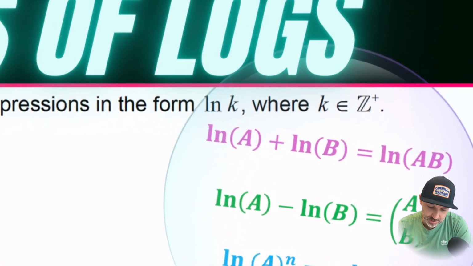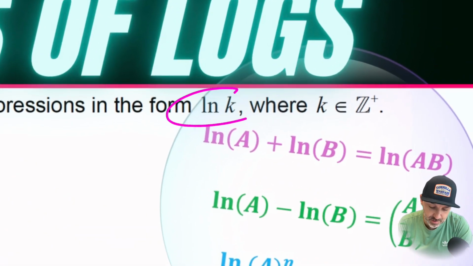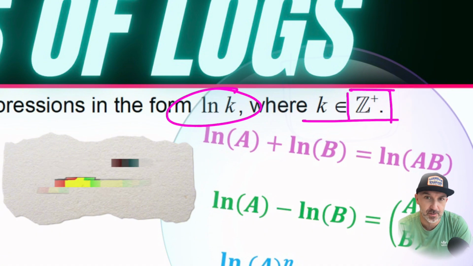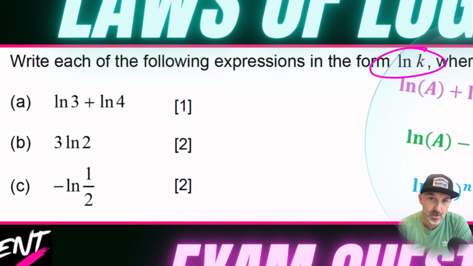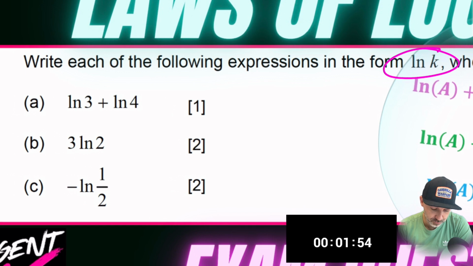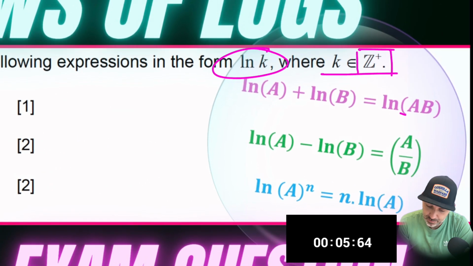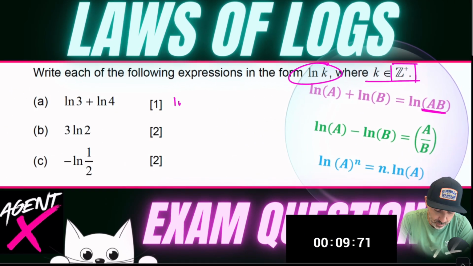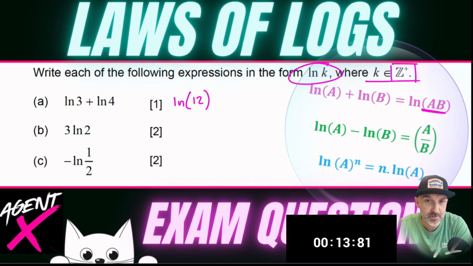Okay, so before we start, it does say that we need to leave the answer in the form natural log k, where k is a positive integer. Start the clock. So natural log 3 plus natural log 4 is the product of the two. So here we go, log a plus log b is log ab. So our final answer for this one will just be natural log 3 times 4, which is 12. And we have left our answer in what they suggested, which was a positive integer.